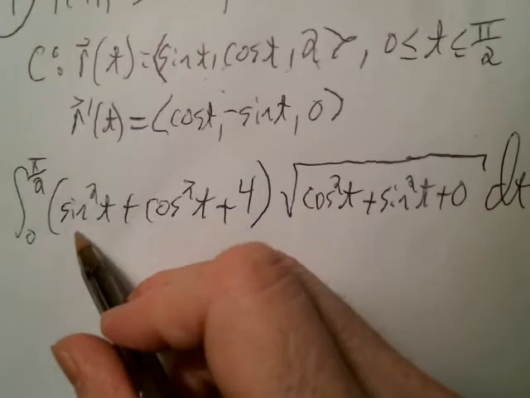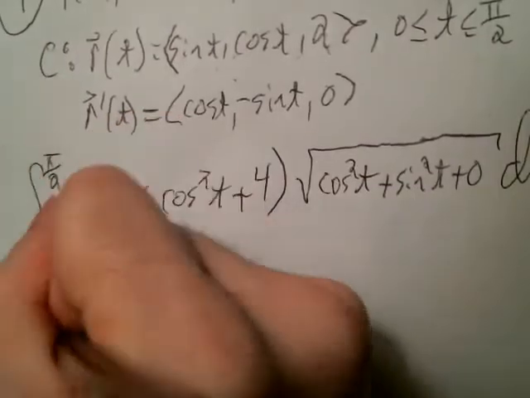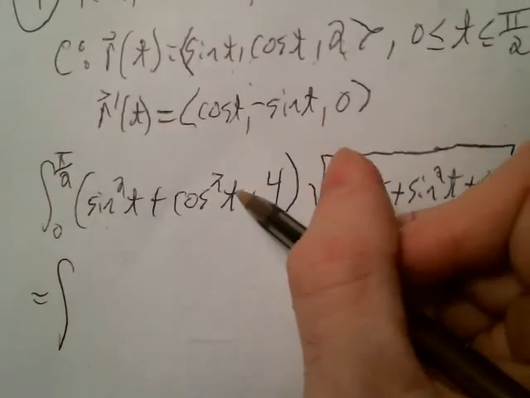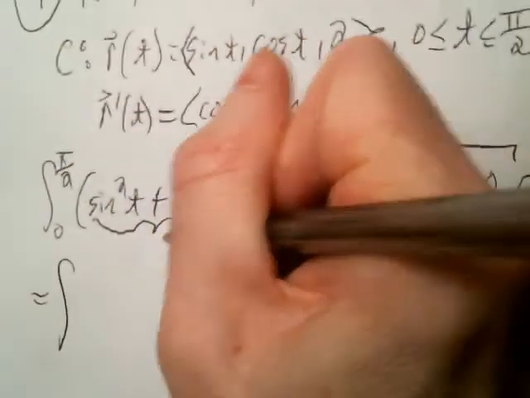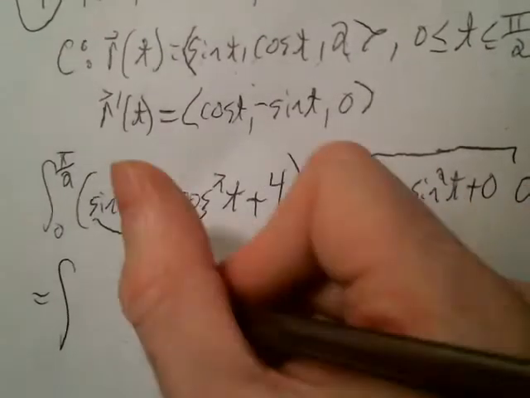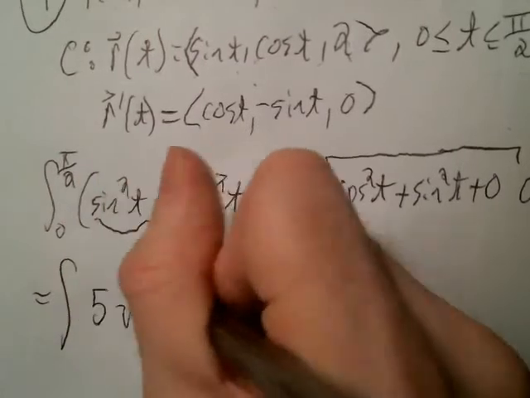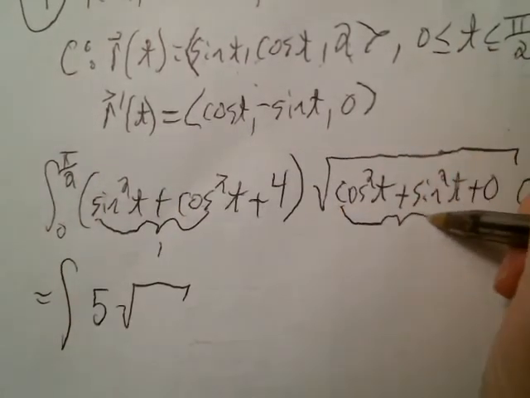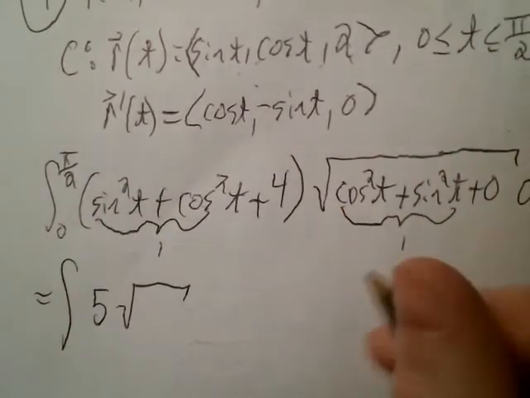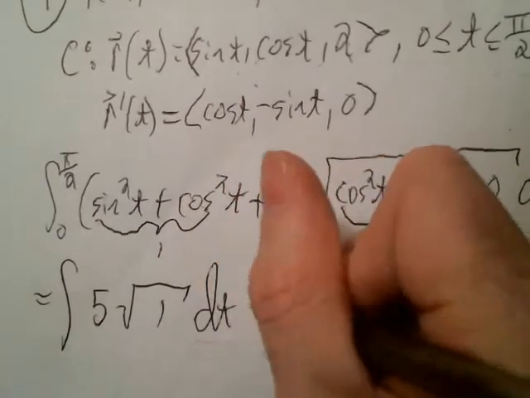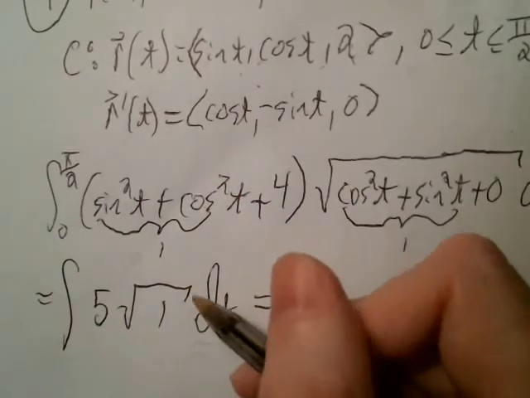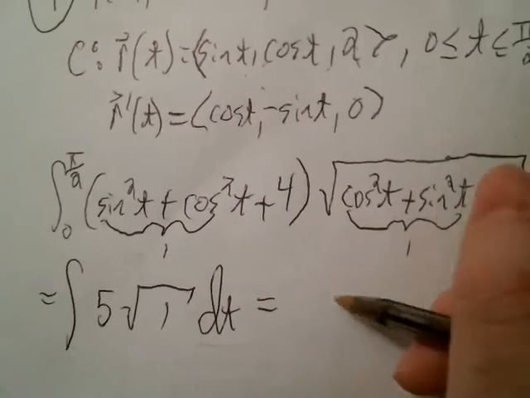Right, so you can use all kinds of the Pythagorean identities. Sine squared plus cosine squared is 1. Okay, so this is 1. And then plus 4 is 5, so I have 5 times the square root of, and again, this guy is 1. 1 plus 0 is 1, so that's just 1. The square root of 1 is just 1, so you have 5 times 1, which is 5.